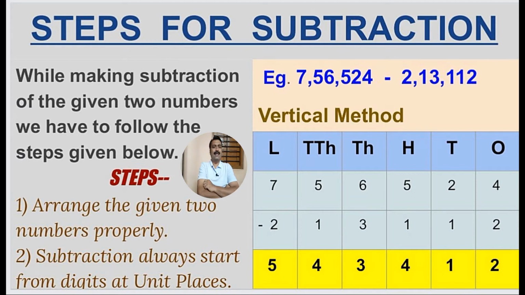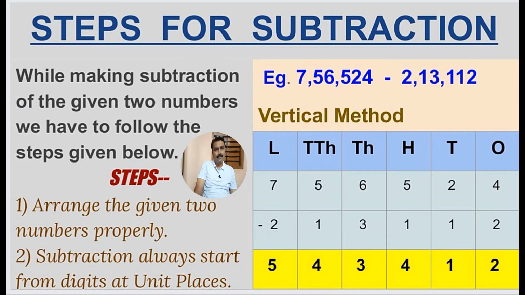First number we arrange now, 7,56,524. While arranging this number, we start in the opposite manner, that is, starting from the ones place: we arrange 4 in the ones column, 2 into the tens column, 5 into the hundreds column, 6 into the thousands column. After that 5 into the 10,000s column, 7 into the lakh place column. After that we take the minus sign and we want to arrange the second number.